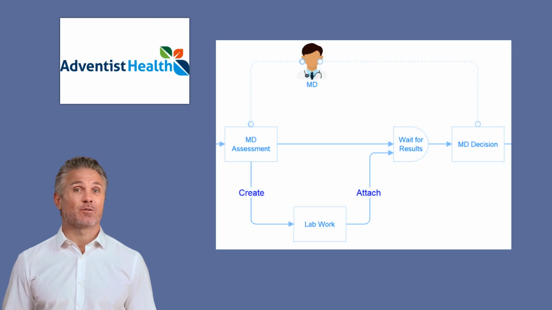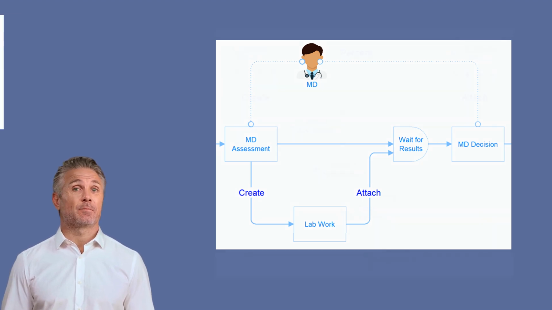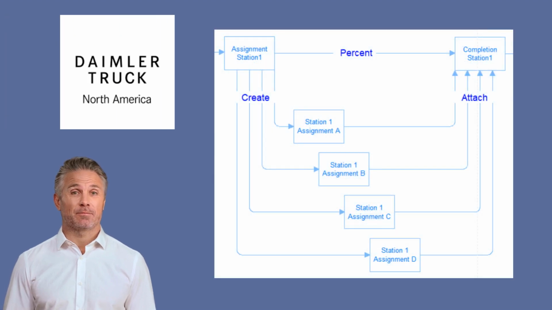Many examples use the create and attach combination. Adventist Health used the create and attach to request blood work, and then wait for the return of the results before requesting the doctor to complete the diagnosis. Daimler Trucks use the create and attach in assembly stations. Create routes start multiple work assignments at the assembly station. The attach signals when each task is complete. When all attaches are complete, the truck can move to the next assembly area.